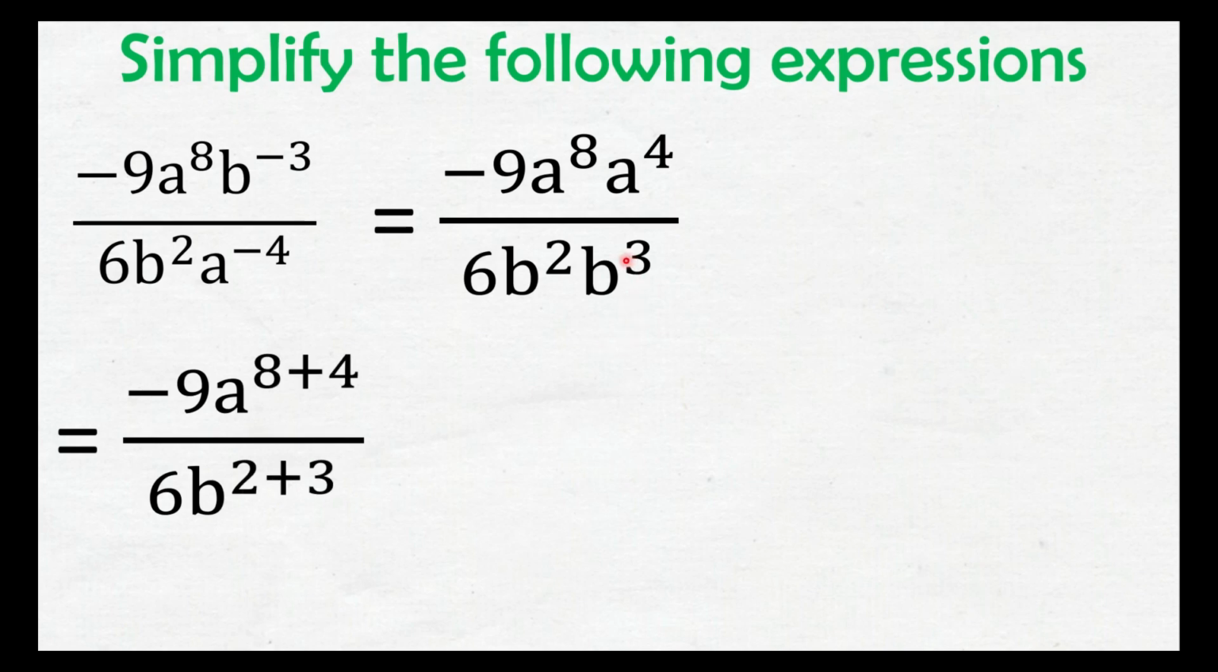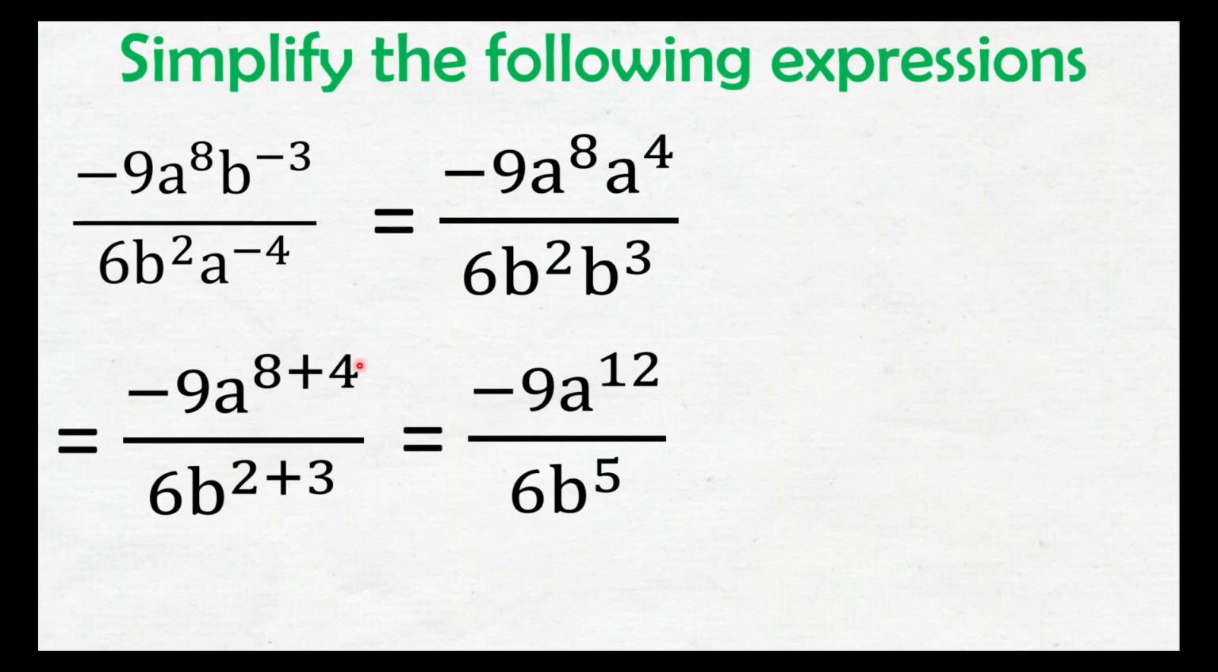And then, gagawin lang natin is, since magkapareho yung base, a raised to 8 times a raised to 4, i-add lang natin yung mga exponent nila. So, di ba dun sa rule natin. So, pwede natin i-add yung exponent nila since pareho naman sila ng base. So, a raised to 8 plus 4. Same with b squared, b cubed. So, i-add lang natin yung exponent na 2 at 3. And then, 8 plus 4, that is 12. 2 plus 3, that is 5.